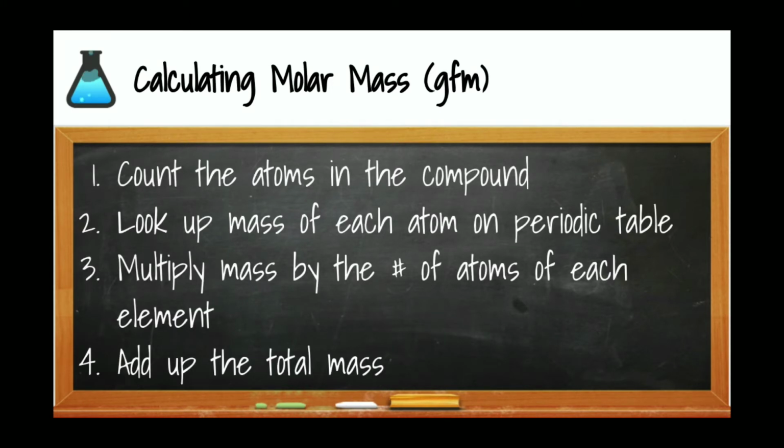In order to calculate the molar mass of a compound, count up the atoms in the compound, look up the masses for each atom on the periodic table, multiply the mass by the number of atoms for each element, and add up the total mass.